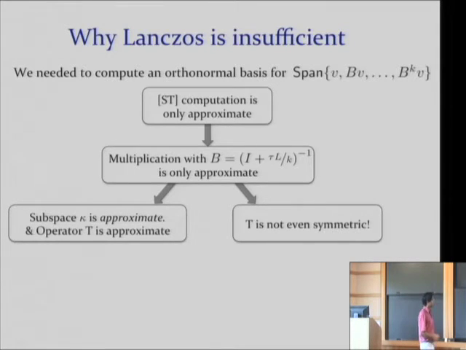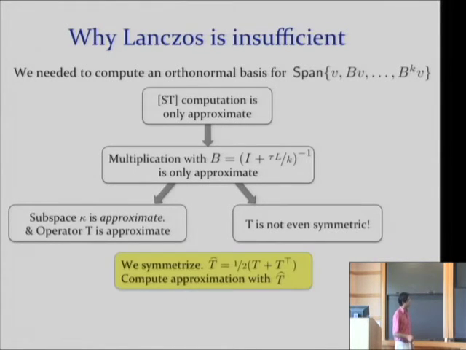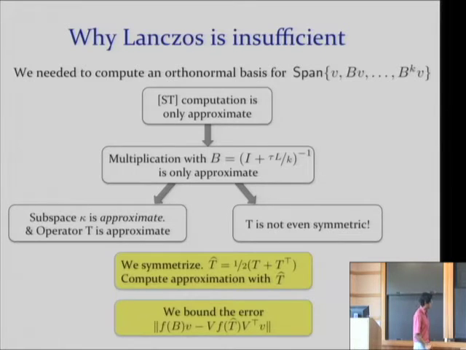Another issue is that T is not the T which was the operator restricted to the subspace that you will compute. It's not even symmetric, and we really use this crucially. The nice spectral properties that you get by symmetry, we use that crucially. So you lose that. This one we've sort of fixed easily. We say, okay, symmetrize the matrix and work with it. That's the natural thing you would try, but it still leaves us with the question of how to bound the error when you symmetrize.